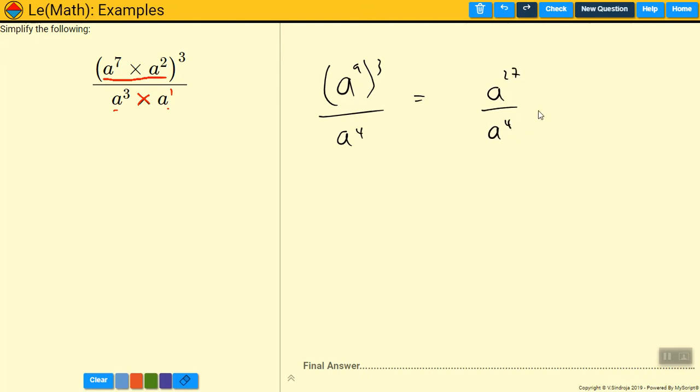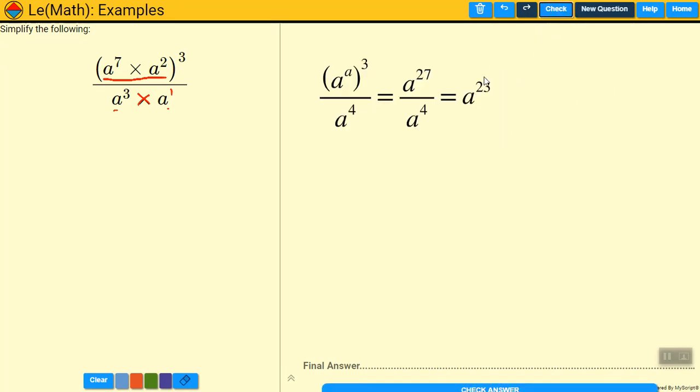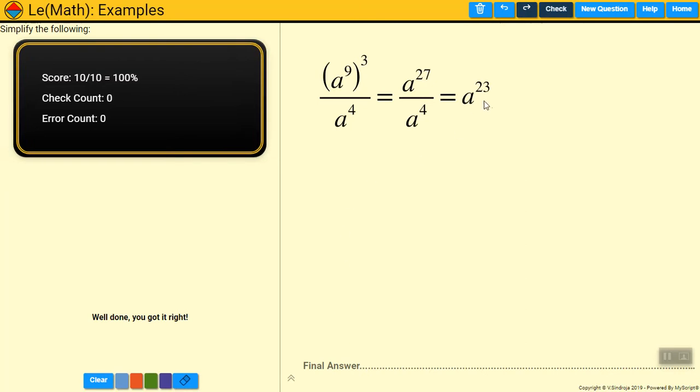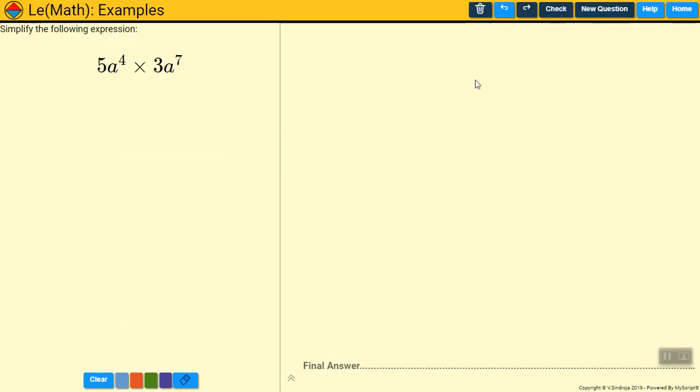Over a to the power of 4. Because we're dividing, we can take away the powers. So 27 take away 4 is a to the power of 23. So this is the answer. Let me cross that out and put a 9. So let's check that. And there you go. You've used all the rules. Let's look at something else. This one here is a little bit different because we've got some numbers in front of the letters.